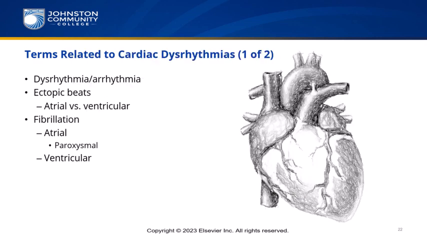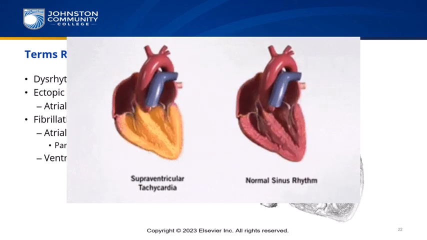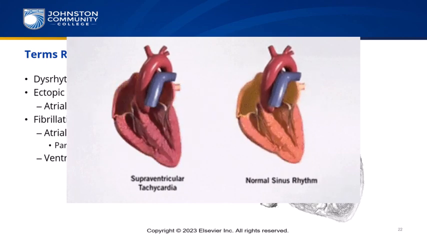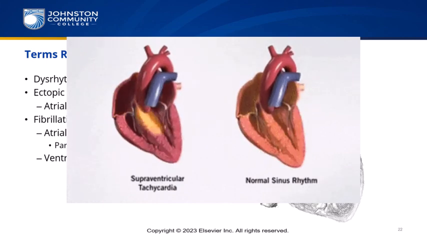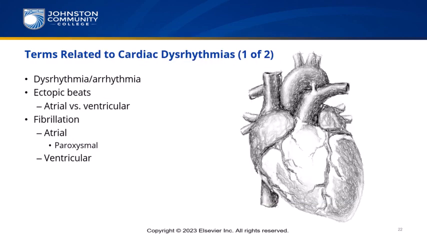Next we have ectopic beats. Our prefix ek means out of, and then our combining form topo means place, and then ic is again our suffix pertaining to. These are heartbeats that occur outside of a normal rhythm. Let's look at the difference now between atrial and ventricular. So atrial ectopic beats are irregular contractions of the atria. These are also termed premature atrial contractions, or PAC. Ventricular ectopic beats are irregular contractions of the ventricles. These are also called premature ventricular contractions, PVC.